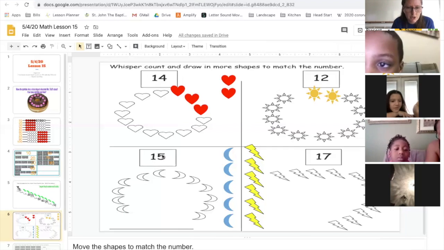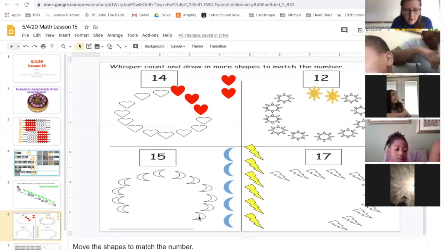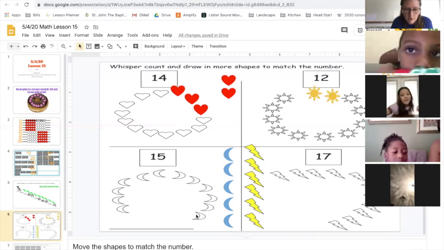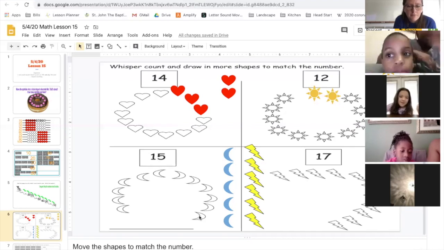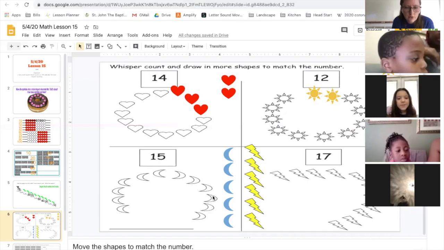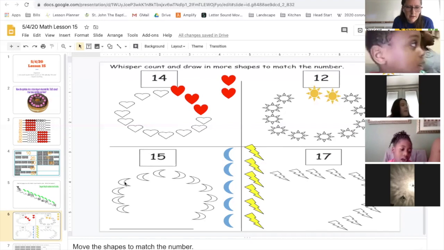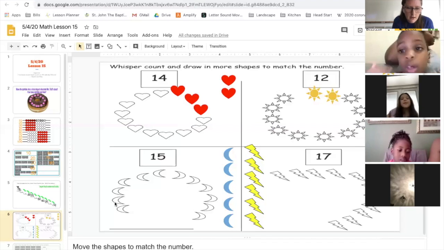All right, so we'll do the moons. What number are we going to, Cheyenne? 15. Good. All right, so we're going to start down here at the bottom and move up. And we're going to count. So let's do it. Ready? 1, 2, 3, 4, 5, 6, 7, 8, 9, 10, 11, 12.